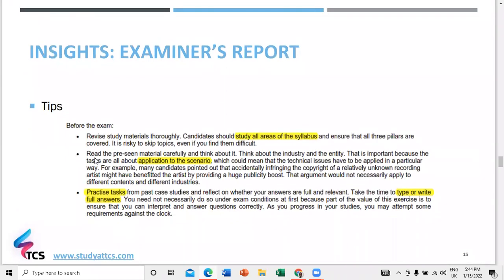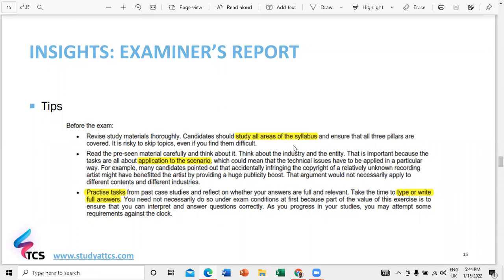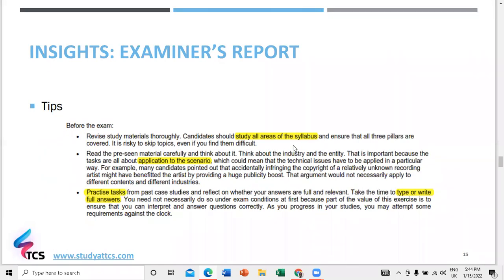Then before the exam, the examiner is asking you to do these things. Study all areas of the syllabus. I've seen tutors saying that you can leave out certain parts of the syllabus content. That's not what the examiner is telling you. The examiner wants you to study all areas of the syllabus. And the examiner wants you to apply to the scenario.